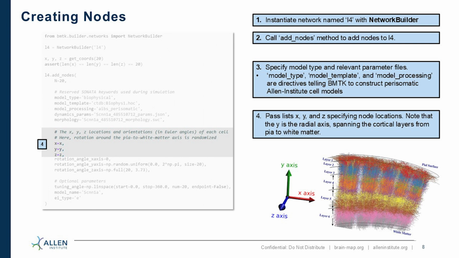And so the convention that's being used in a lot of the cell models here and the different data sets at the Institute is that the XZ coordinate system is parallel to the peeled surface, and the y-axis is the depth spanning the cortical layers. So just something to keep in mind.